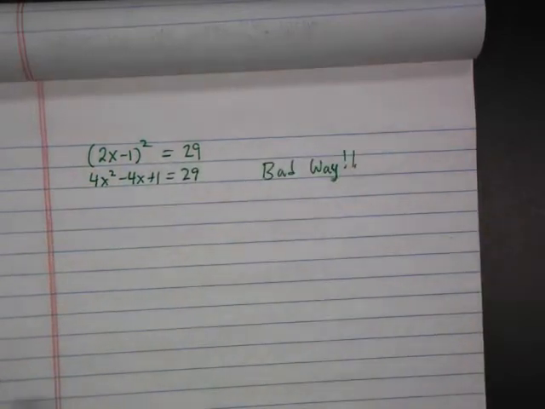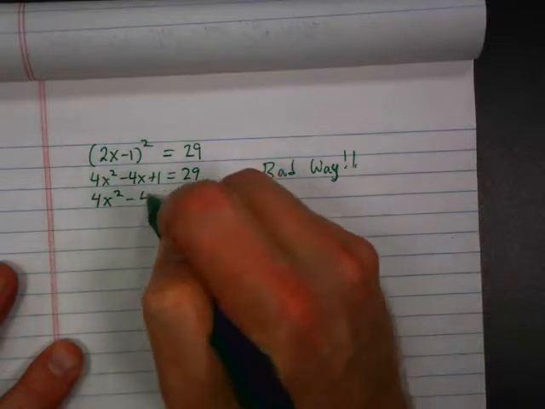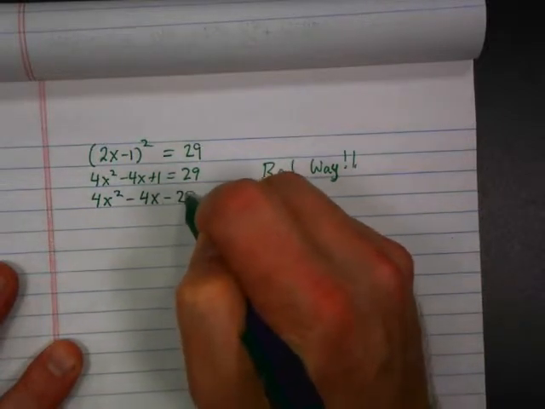So just try it. If you don't remember, there was a little shortcut for that. If you don't remember it, write down 2x minus 1, write down 2x minus 1, and just distribute and add up all your like terms. I promise you, you'll get 4x squared minus 4x plus 1 equals 29. Now what? Get everything over. You've got to have 0 on one side, so you would subtract the 29. 4x squared minus 4x minus 28 equals 0.